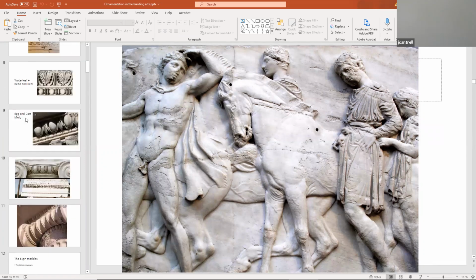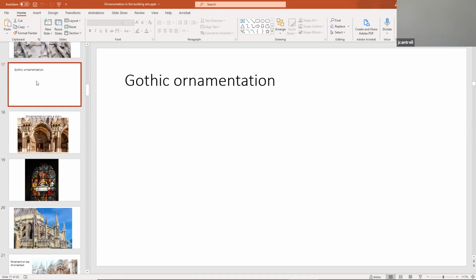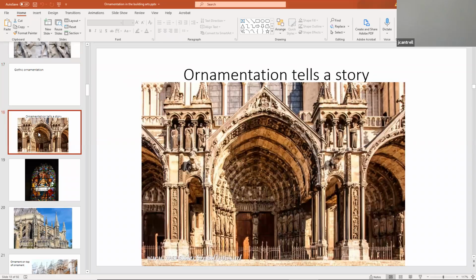Okay, so we've talked a lot about Greek and Roman architecture. We're going to shift over to Gothic again. Gothic ornamentation is somewhat different. It's a little bit similar to classical Greece, but for the most part, the Gothic ornamentation tells a story because, of course, people were not that literate.